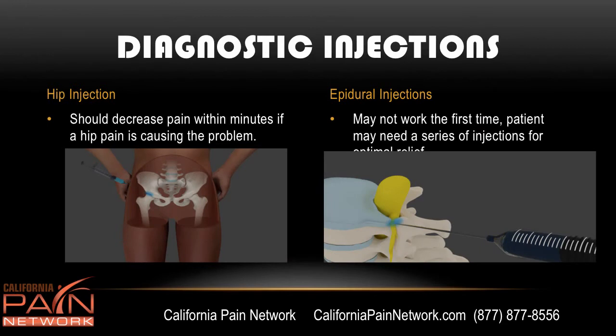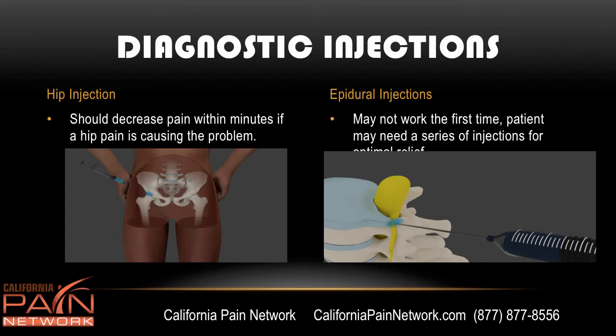Diagnostic injection can be the best way. It's more the gold standard. So if you have an injection into the hip, and this should be done under fluoroscopy, which is real-time x-ray, it goes right into the hip. If it decreases the pain within minutes, then you can pretty much say the hip joint is causing the problem. You have arthritis, you put an injection of numbing medicine right into the hip joint, the pain went away pretty quickly, there you go.